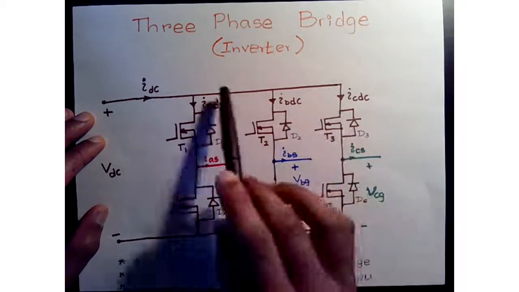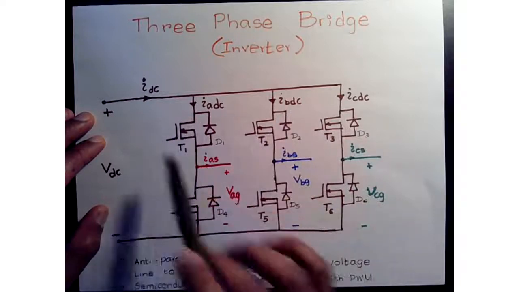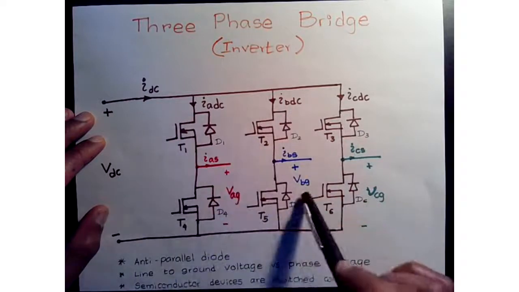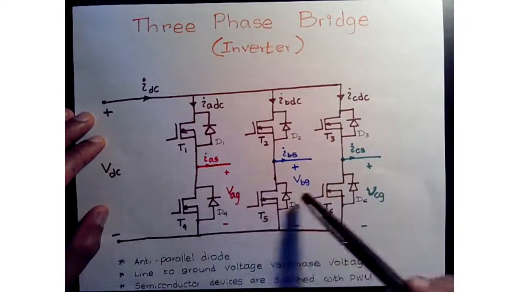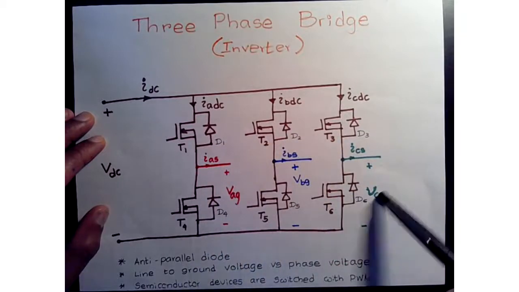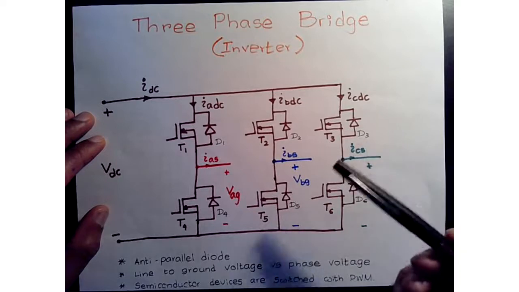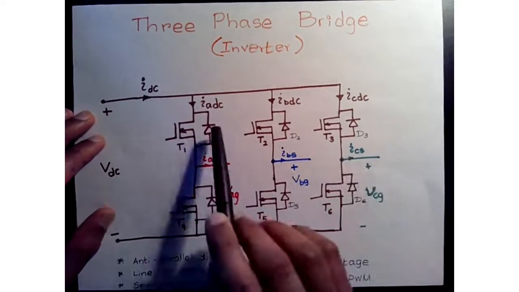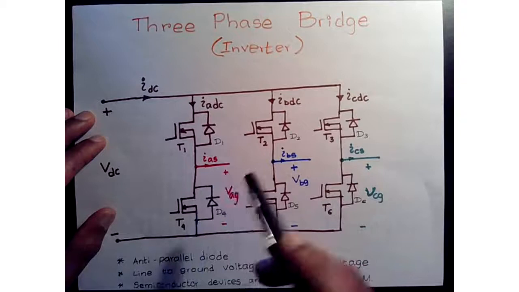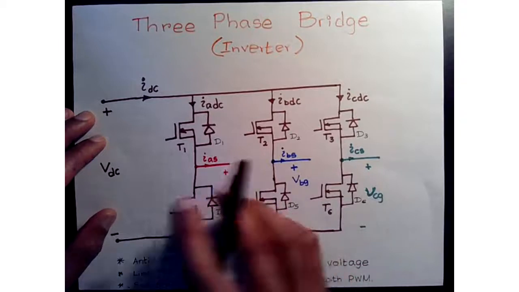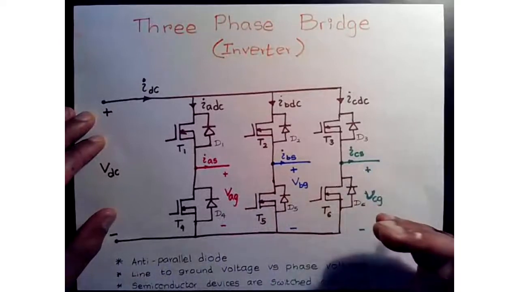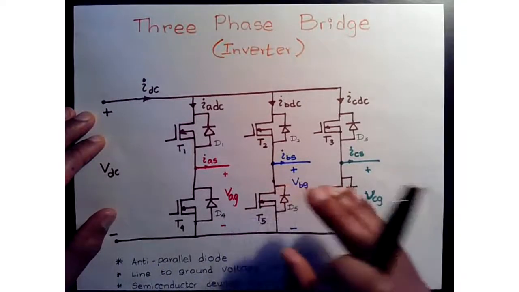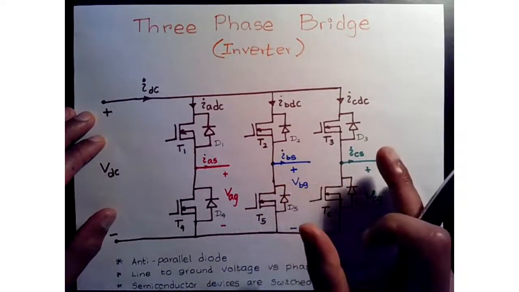If you look at this inverter, we have 6 MOSFETs, and you see the anti-parallel diode here, right? Depending on which switch is on and at what time, you will see the voltage from ground to the phase. These are the phase voltages for the 3 phases. They will be different depending on which switch is conducting.